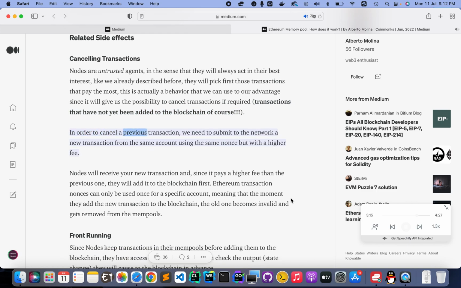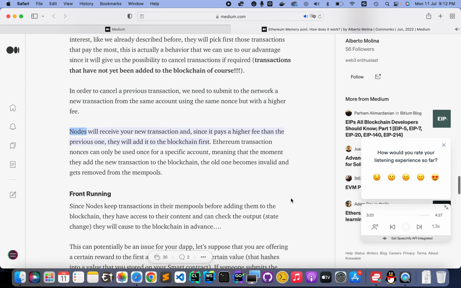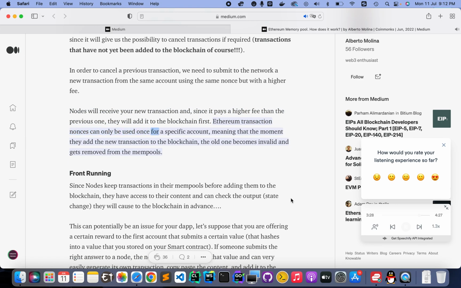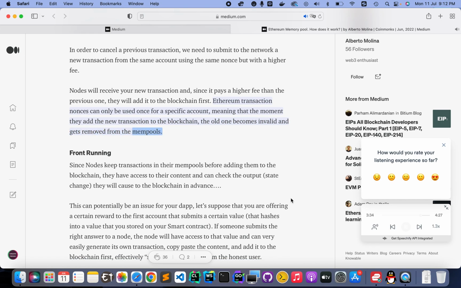In order to cancel a previous transaction, we need to submit to the network a new transaction from the same account using the same nonce but with a higher fee. Nodes will receive your new transaction and, since it pays a higher fee than the previous one, they will add it to the blockchain first. Ethereum transaction nonces can only be used once for a specific account, meaning that the moment they add the new transaction to the blockchain, the old one becomes invalid and gets removed from the mempools.